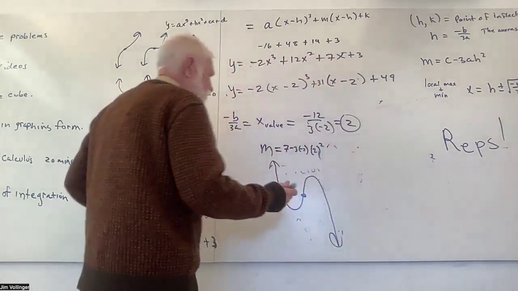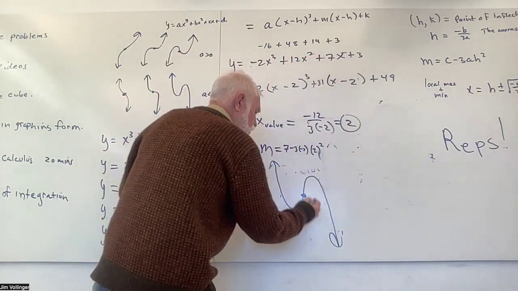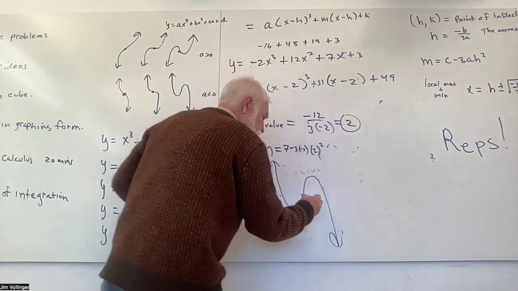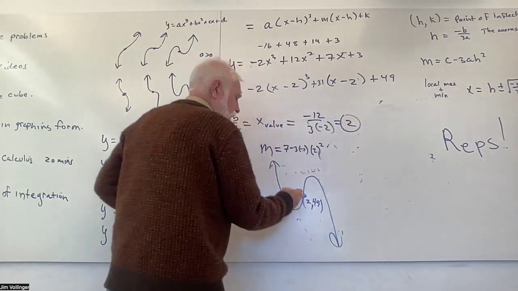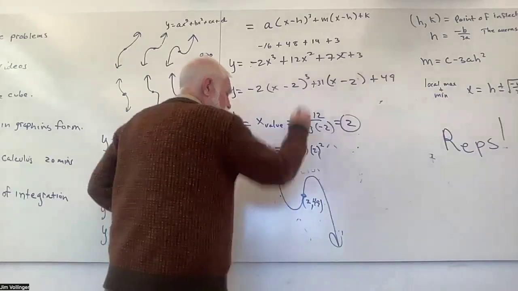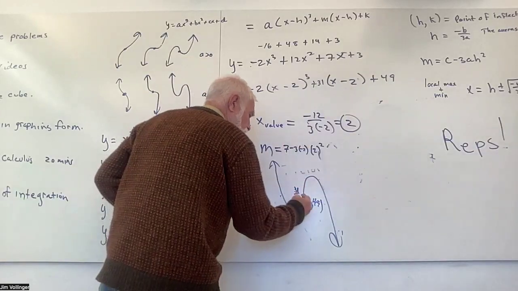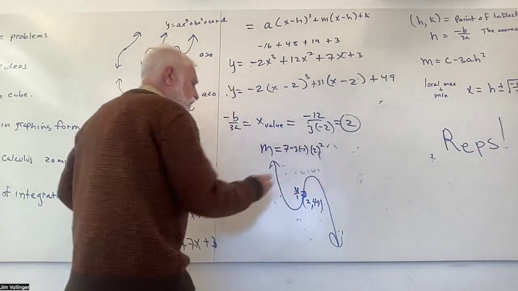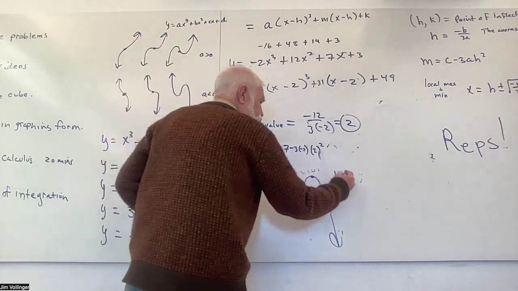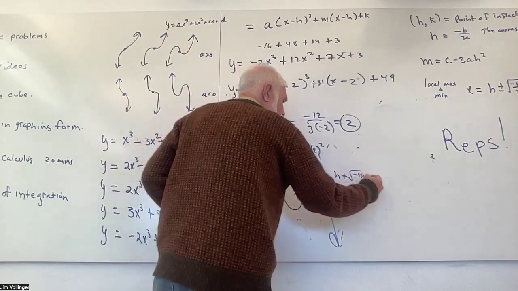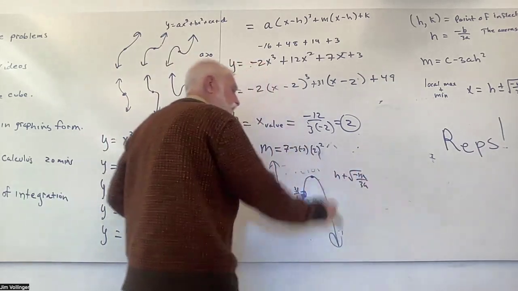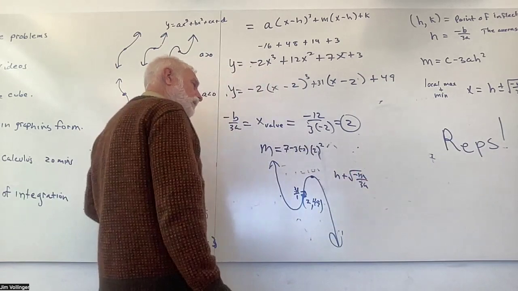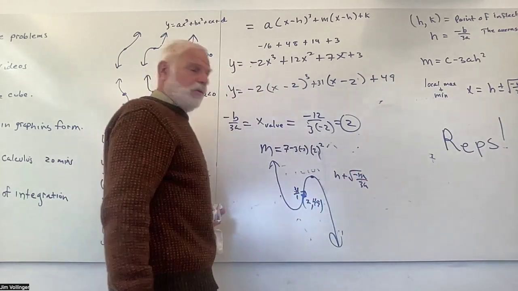And so what do we have here? We have 2 gets us, I hope I wrote it down, I did, 49. And my rate of change here was 31 to 1. I'm going up at that instant at a rate of 31 to 1. So now I have h plus the square root of minus m over 3a. I hope the reps are starting to do what they do. In other words, make it easier for you to work with it.